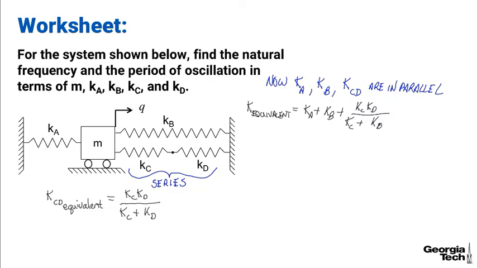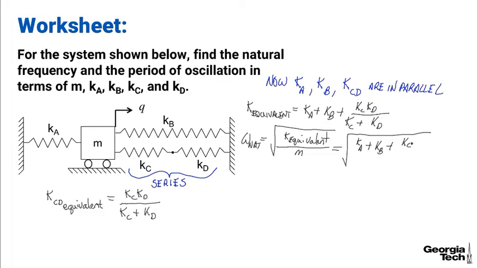we can find the natural frequency. Omega natural is equal to the square root of k over m, so that's going to be k equivalent over m, or the square root of k sub A plus k sub B plus k sub C, k sub D over k sub C plus k sub D, all over m. And so that is the natural frequency. So we'll underline that with our answer.